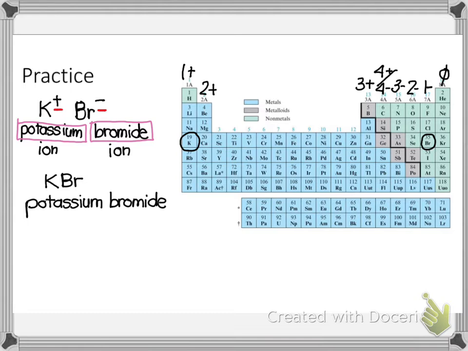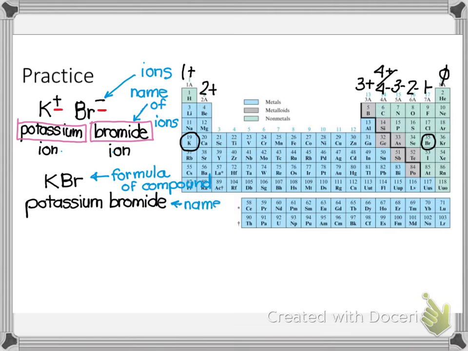Now, let me go through and identify what each thing represents before we go to our second example. These right here represent the ions. These right here, where I have the little word ion, that's the name of the ions individually. This right here is the formula of the compound. And this down here is the name of the compound. All right. Now, I'm not going to write that for each one, but as I use these words, this is what I'm referring to. Okay, so let's do our second example.